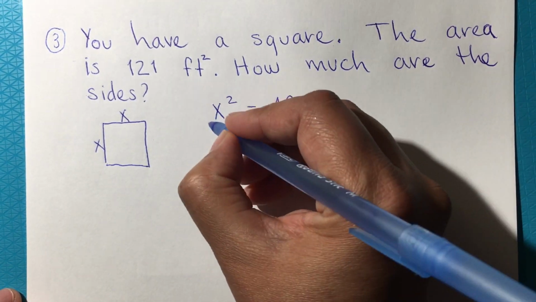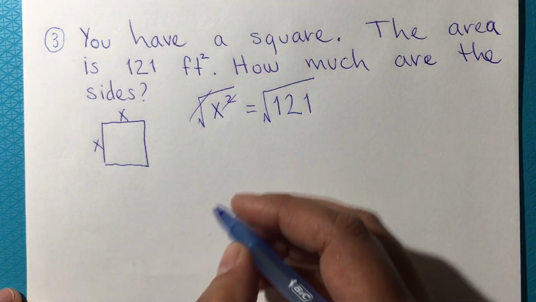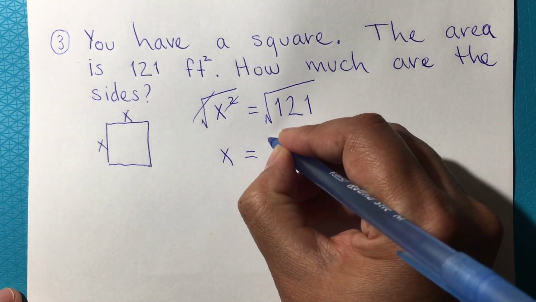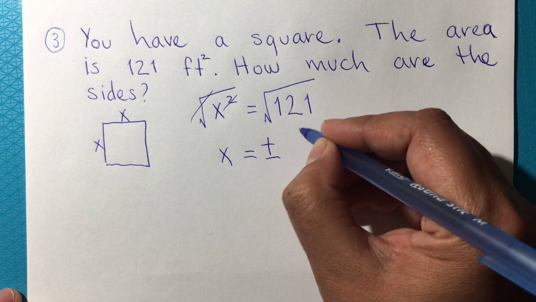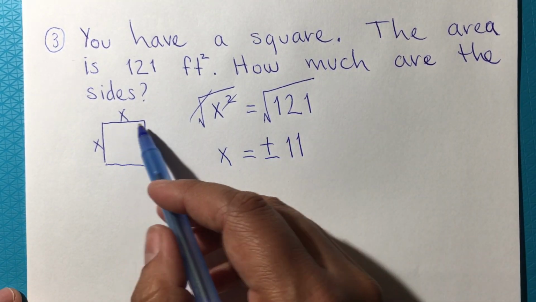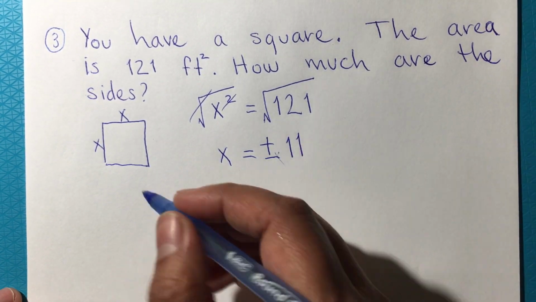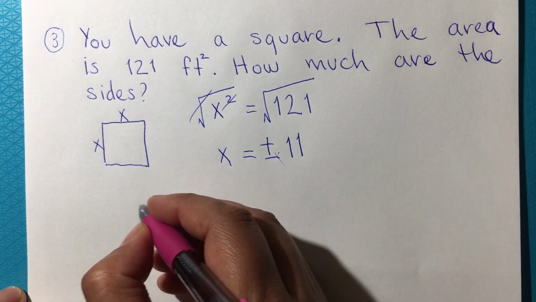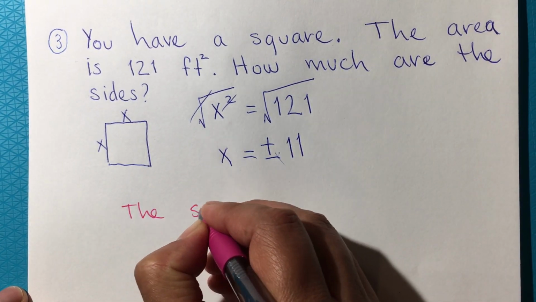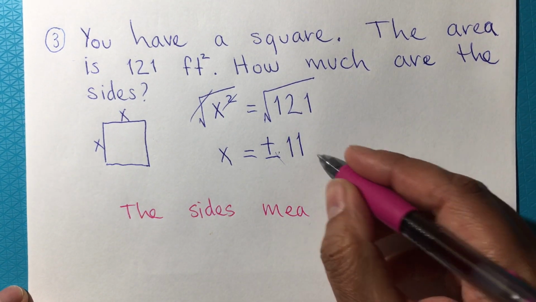To cancel this, all you have to do is take the square root of both sides. This cancels, and x is equal to positive and negative. The square root of 121 is 11. Again, because the distance of something cannot be negative, we can just cancel that, and so we can say the sides measure 11 feet.